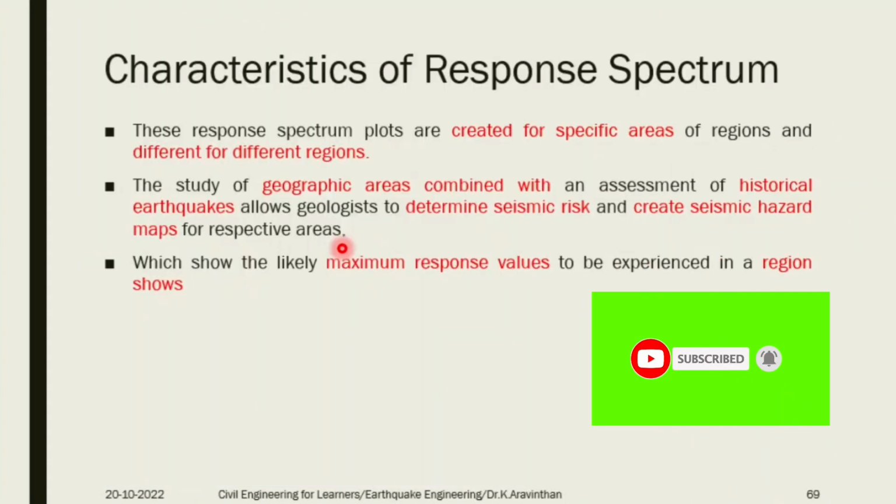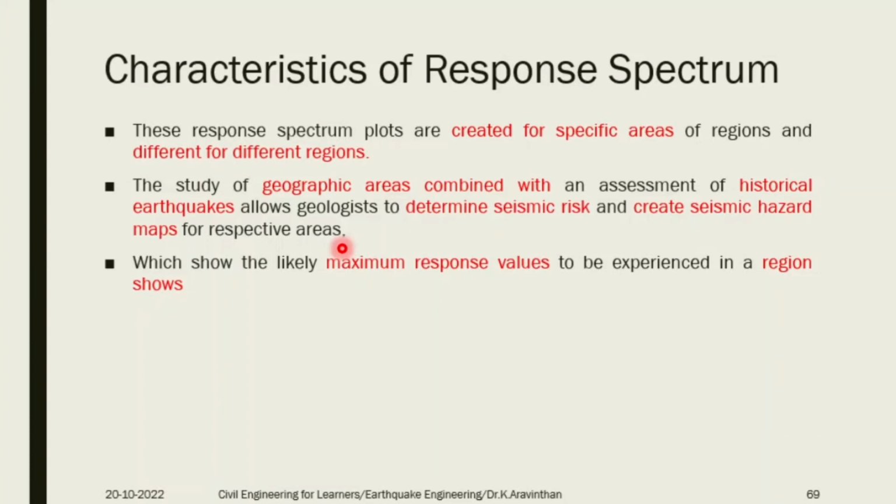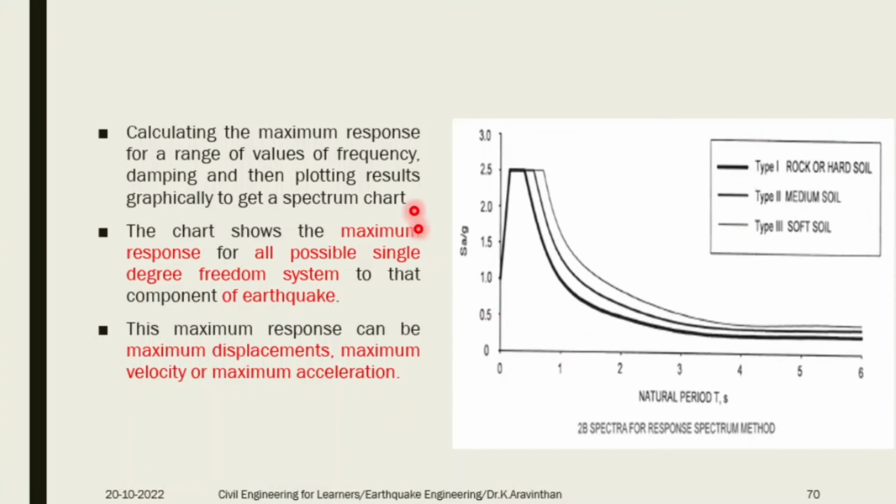If a dam collapses, it will affect all the villages. For constructing a dam, you should draw a separate response spectral graph, which shows the likely maximum response spectral value to be experienced in the region. This is the graph you can see in IS 1893. The X-axis is frequency or period. So here you have the period, the natural period, and what is this? Sa/g is known as acceleration.